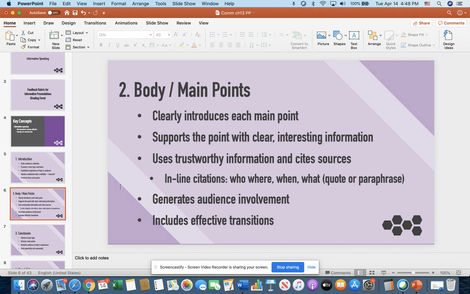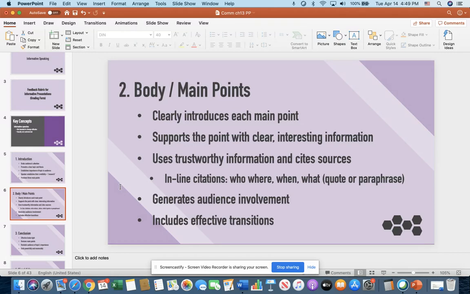Then support your point with clear, interesting information. Give us good, solid information that's intriguing. Try to find the balance between being too vague and being too detailed. I'm a detail person, so I don't mind that, but sometimes I get lost in the weeds. So try to find the proper balance. Use good, solid, trustworthy information and cite your sources.